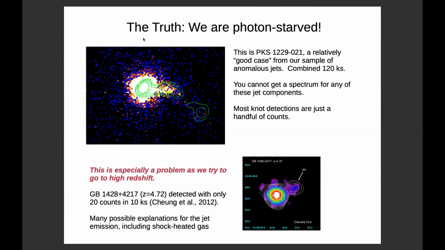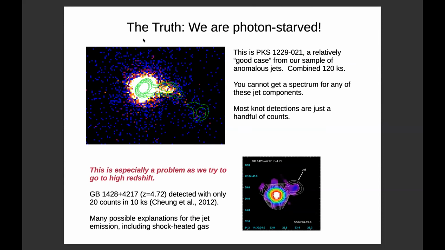Yeah, so the truth is that although Chandra has been fantastic and has really enabled us to even understand that there is a mystery here in the first place, even with Chandra, we are photon-starved. So this is Parkes 1229.021. This is a 120 kilosecond observation.